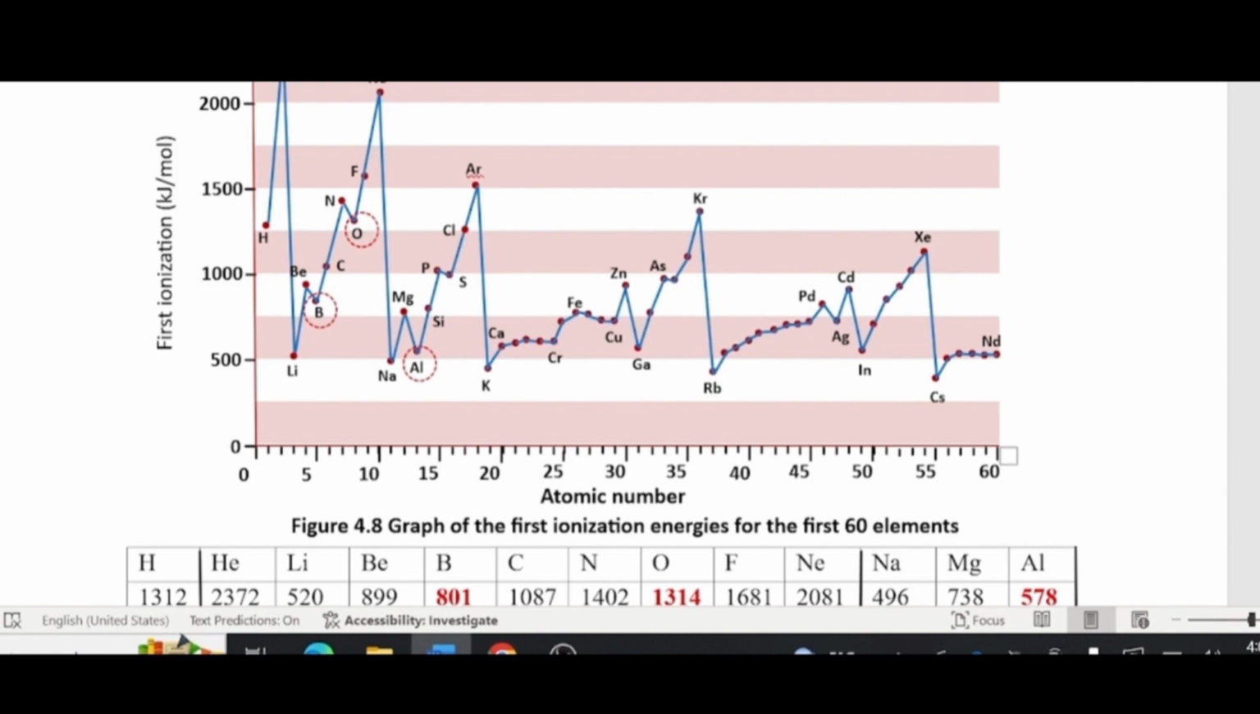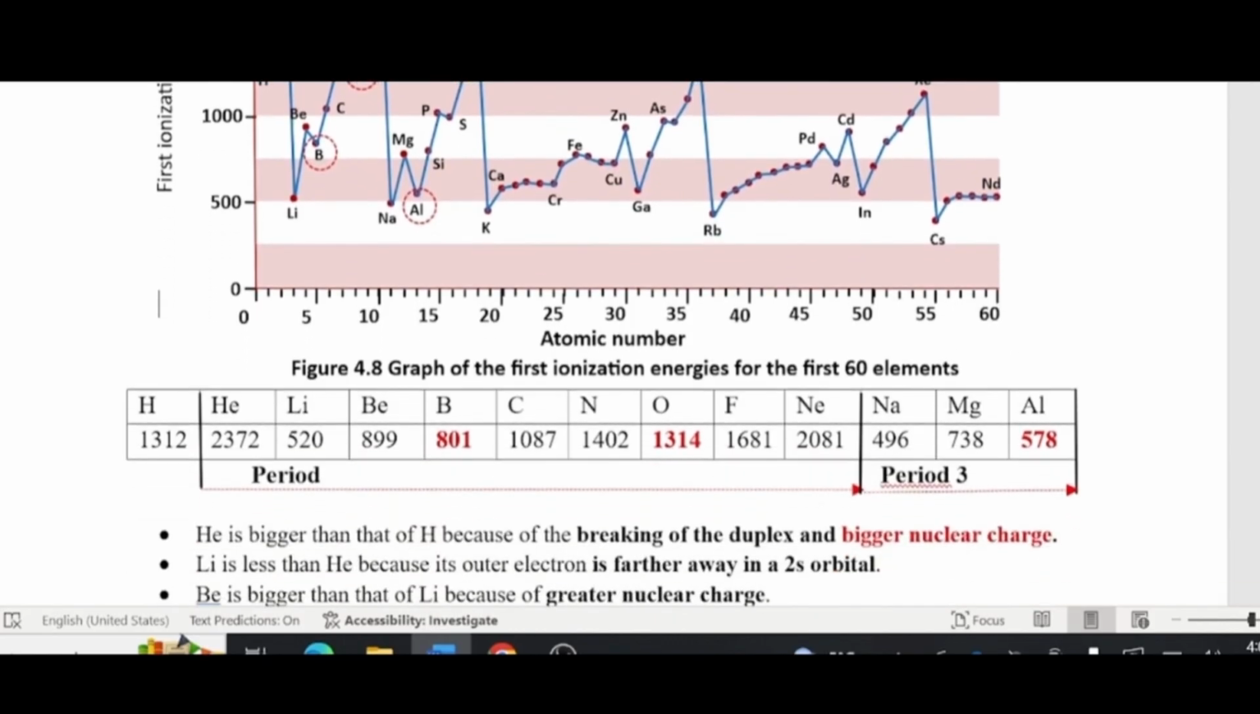But this is not what happens here. There's a slight deviation here. Same thing here for oxygen. And here you have the same thing for aluminum. One would expect aluminum to have a higher first ionization energy than magnesium. So let's look at these values here again. So this is where the deviation comes in. One would have expected boron to have a greater first ionization energy than beryllium. And then here again, oxygen, we expected oxygen to be greater than nitrogen. So we'll try to see why that is happening.